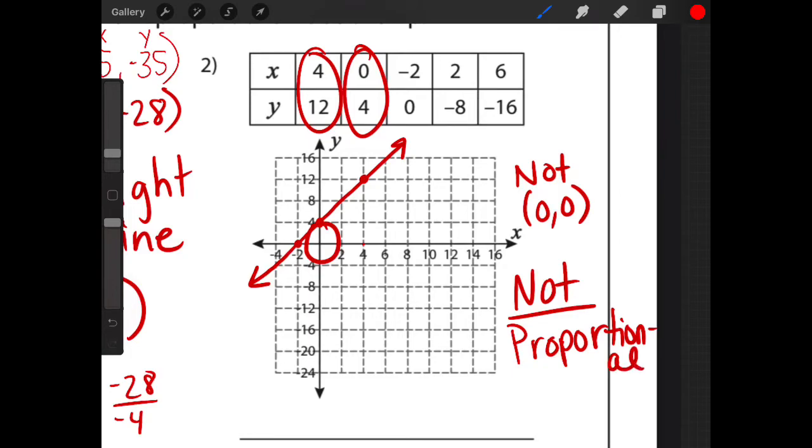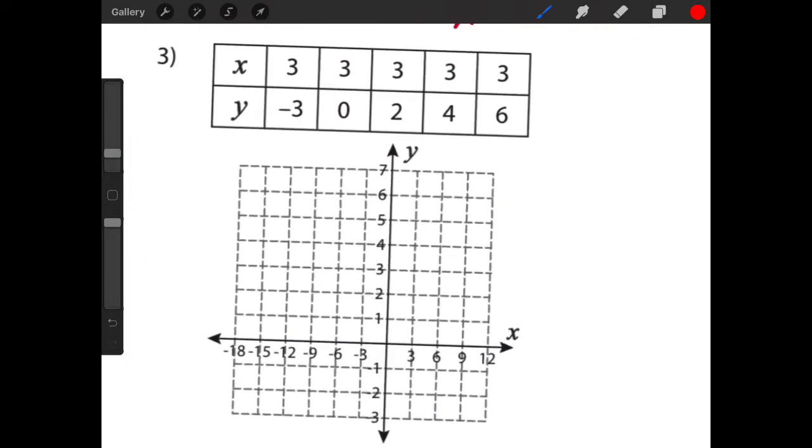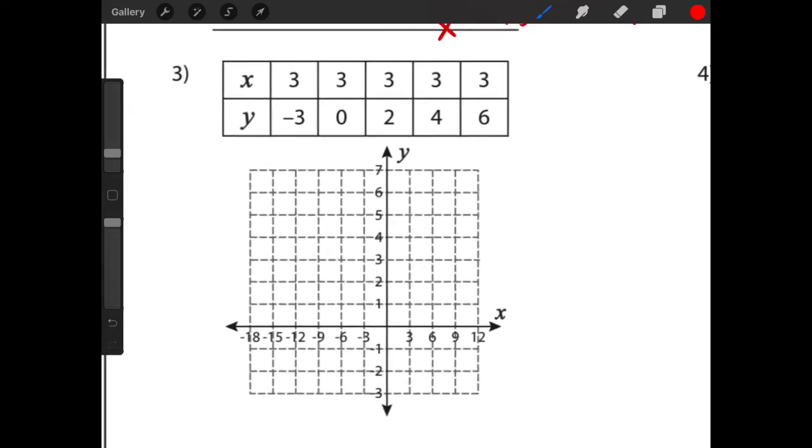Ran out of space. All right, so let's do number 3. In the table, I can look and see that (0, 3) is not (0, 0). So that right there is going to tell me this isn't proportional just by looking at the table, but they want us to use the graph. So let's check the graph and let's try that.